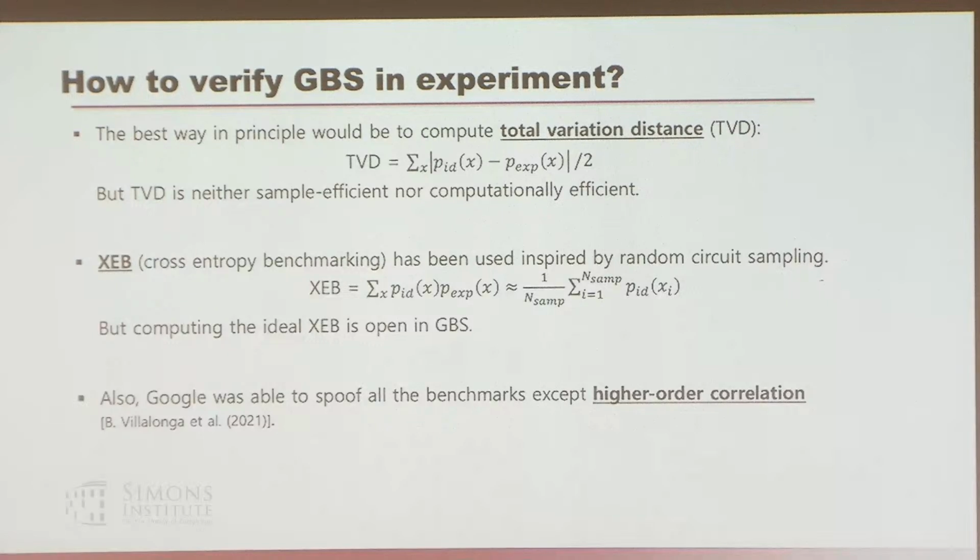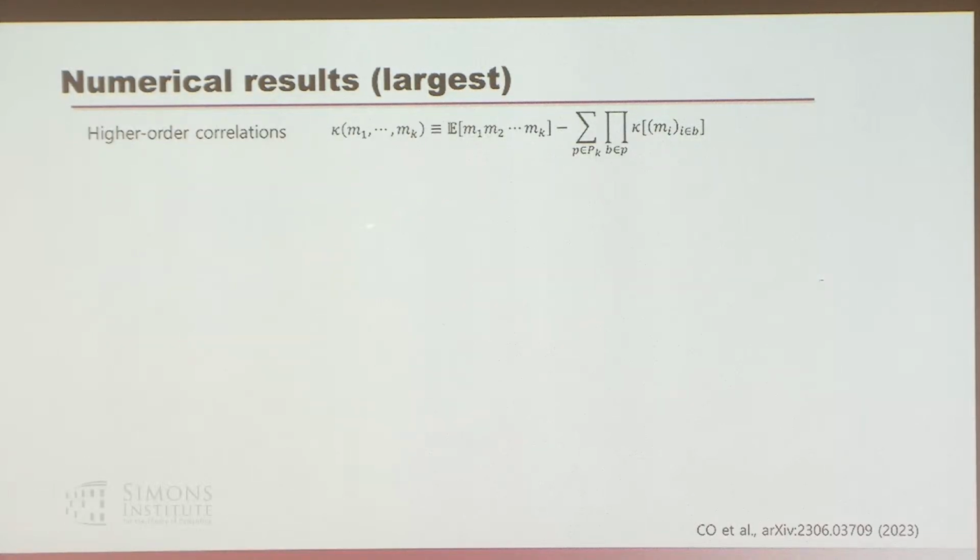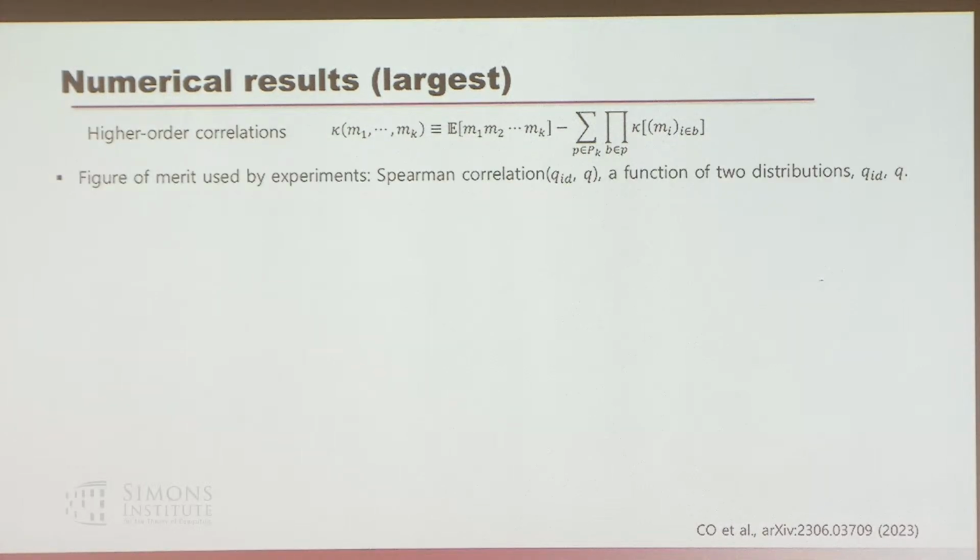And our classical algorithm can beat all the benchmarks, including this higher correlation. I'm not going to list all the numerical results, but I'm just going to focus on this particular measure in the next slide. So what is this higher correlation function? What we do is choose k-order marginals. You choose k modes out of m modes, and then you compute this statistical correlation measure. And this is just one number.